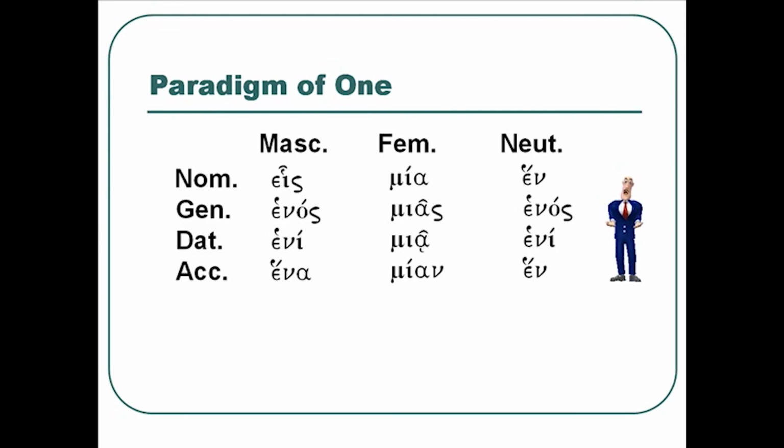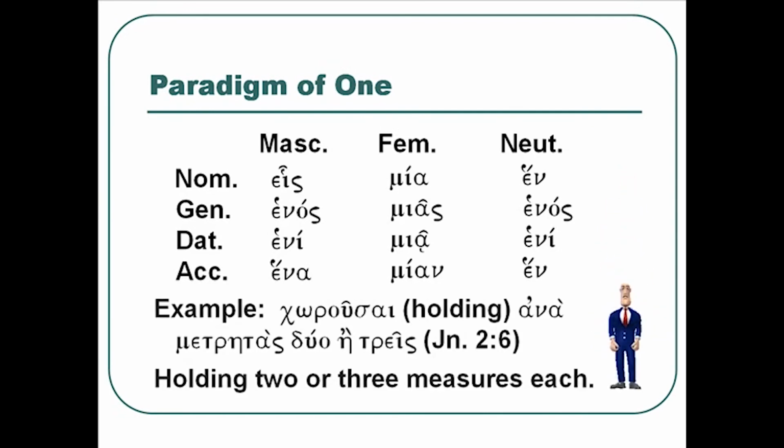Now where are those plural forms? Oh, that's right. This is only singular because it's the word 1. Pretty hard to make a plural out of that. Now for an example, we have korusai ana metretas duo e treis, holding 2 or 3 measures each, ana, each. And we have our duo, e treis, 2 or 3.